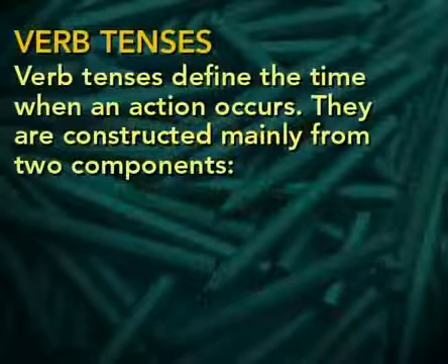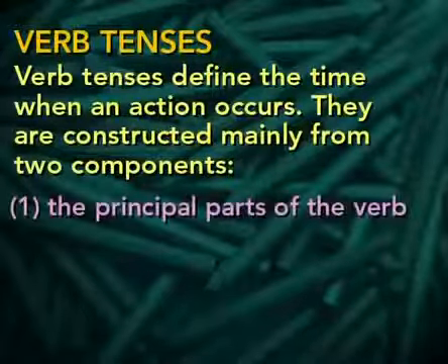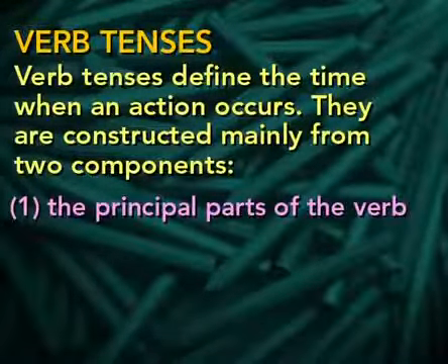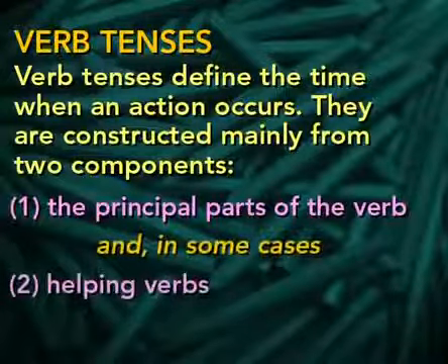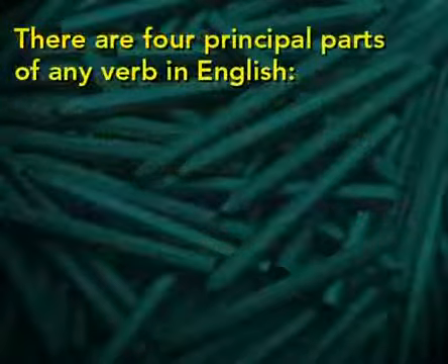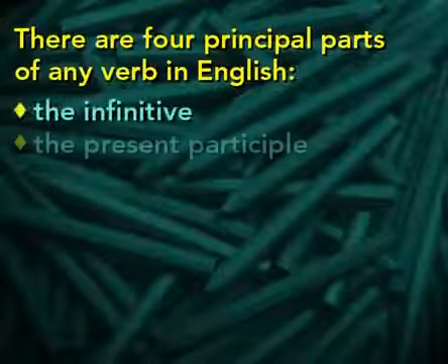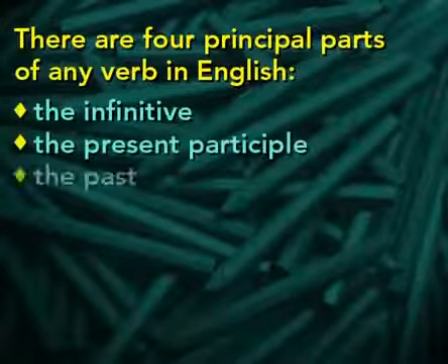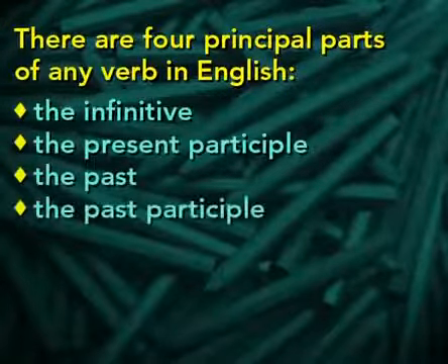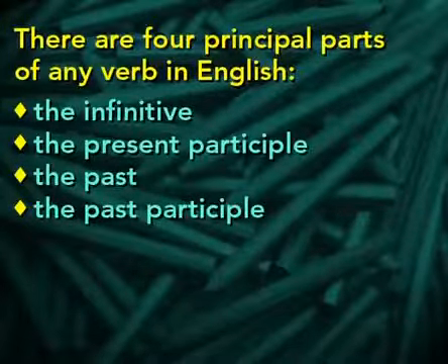Verb tenses define the time when an action occurs. They're constructed mainly from 2 components. First, the principal parts of the verb, and, in some cases, helping verbs. Now, there are 4 principal parts of any verb in English. These 4 principal parts are the infinitive, the present participle, the past, and the past participle. Let's take a moment to look at each of these a bit more closely.